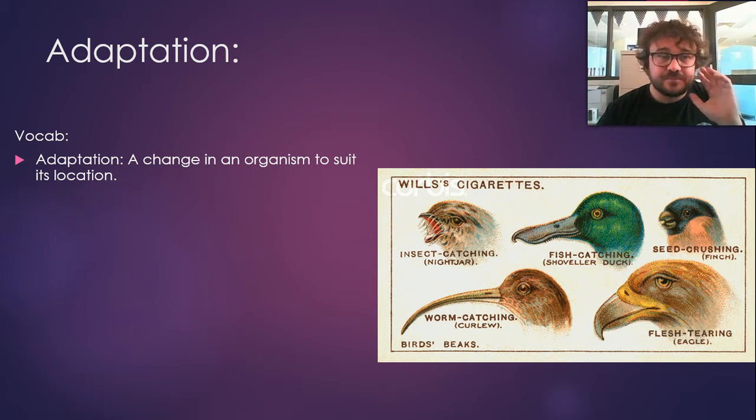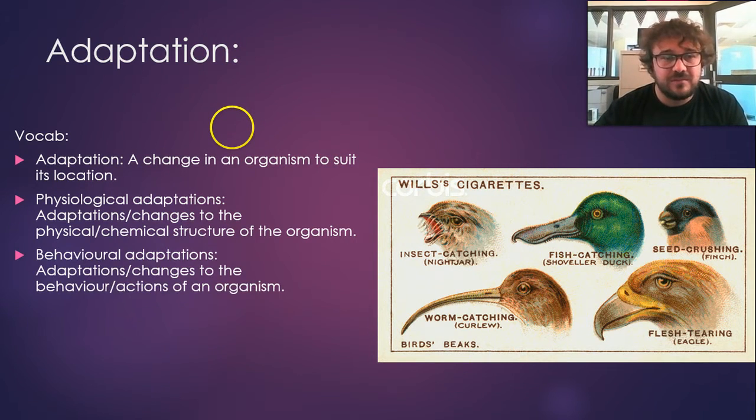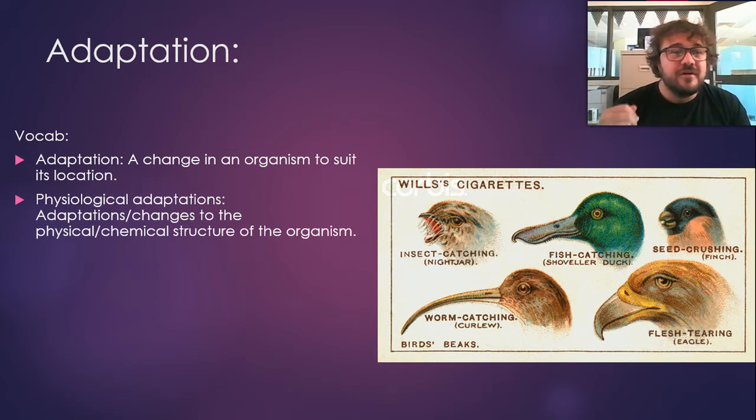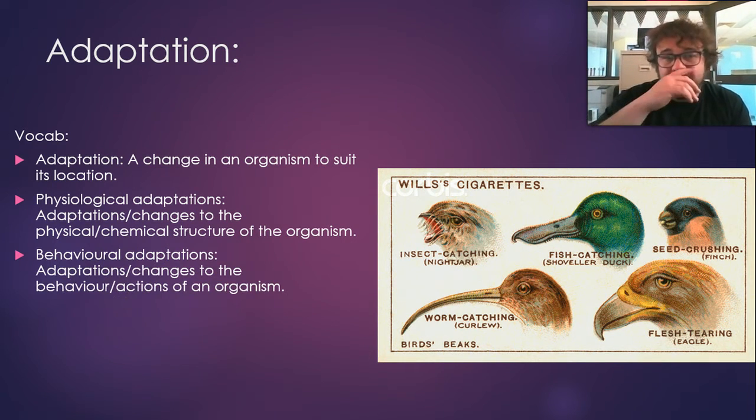So genetic mutations, and these are expressed as phenotypes. Now, let's have a look. You've got three different types we're going to look at. So you've got physiological adaptations. These are adaptations in the physical or chemical structure of the organism. Cool. Then you have behavioral ones, and this is also cool. So these are adaptations which change the behavior of an organism.